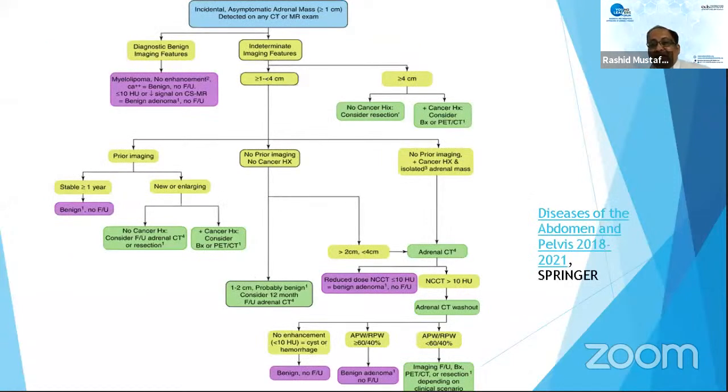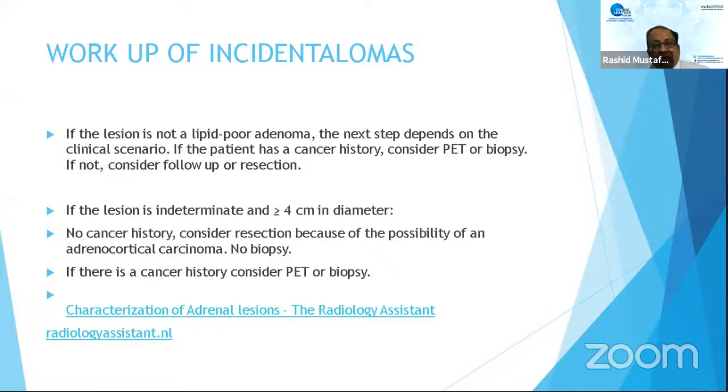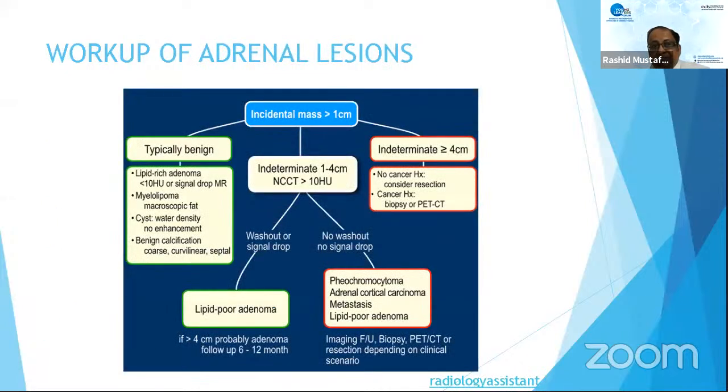This is the chart from the Springer Diseases of the Abdomen and Pelvis for the diagnosis of the incidental lesions, how we go about diagnosing them, how we go about doing a workup for them. If the lesion is more than 4 centimeters, or less than 4 centimeters in diameter and indeterminate, with no cancer history, consider resection because of the possibility of adrenal carcinoma, no biopsy. If there is a cancer history, then consider PET or biopsy.